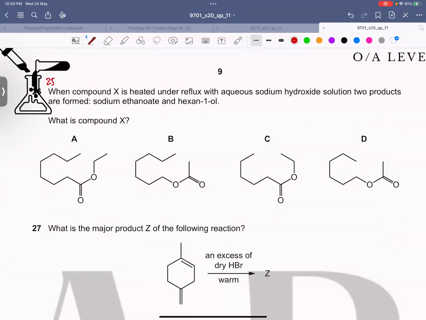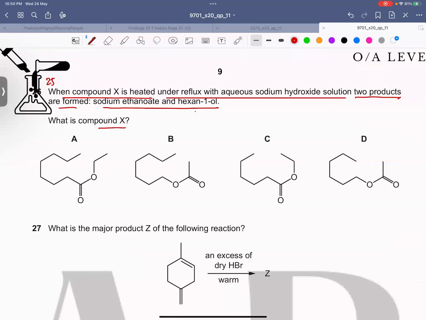Now, the next question. When compound X is heated under reflux with aqueous sodium hydroxide solution, two products are formed, sodium ethanoate and hexan-1-ol. Okay. Which compound is X?